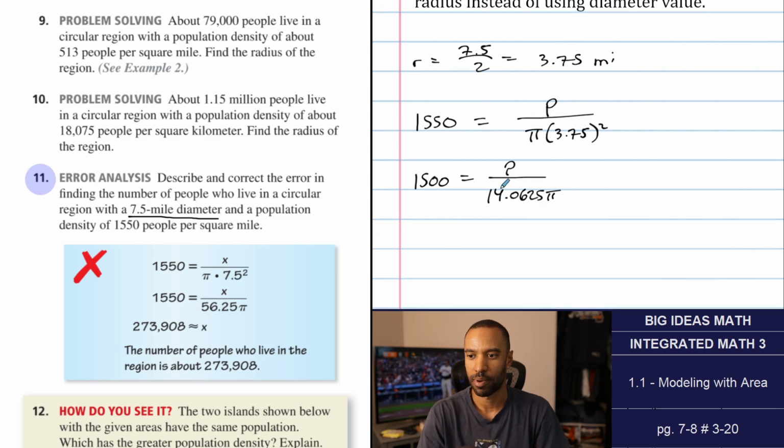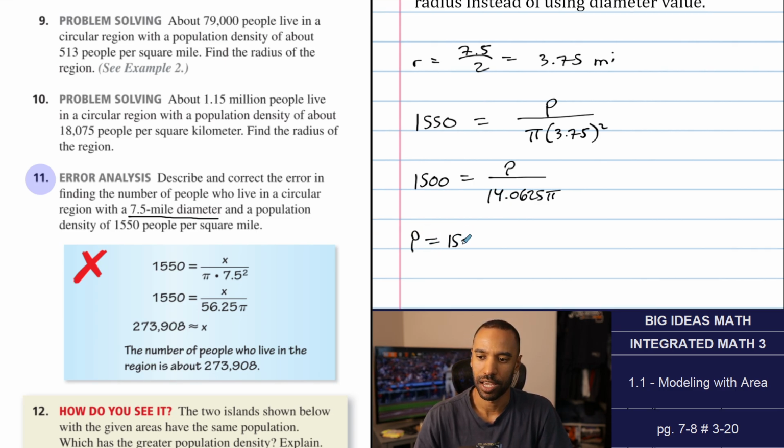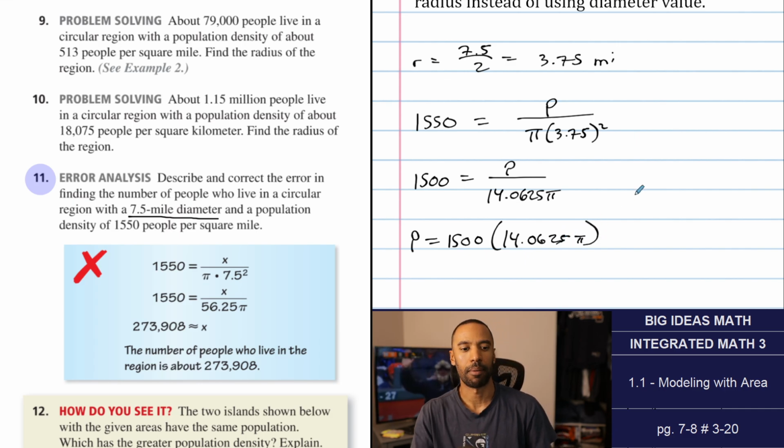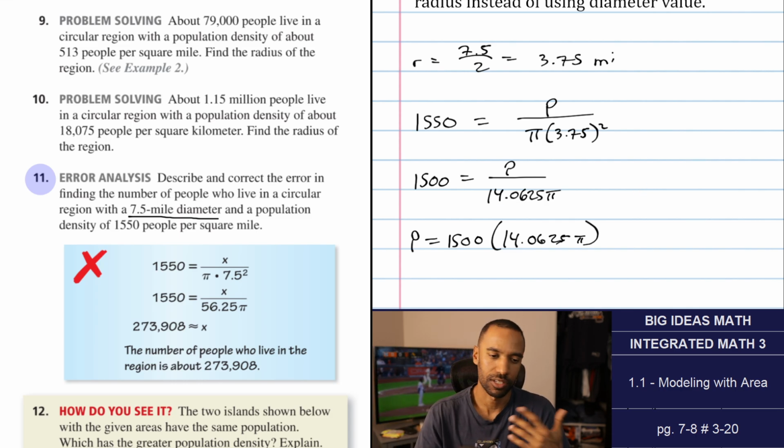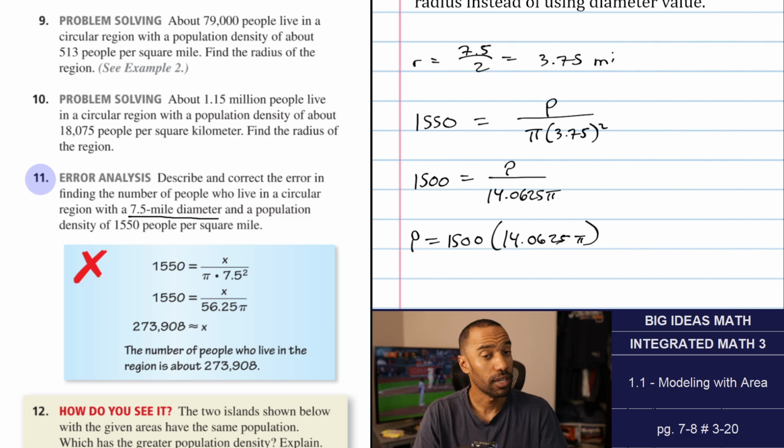We're going to multiply both sides by that, right? So we're going to do 1,550 times 14.0625 pi. They didn't show that work on their part, but I'm assuming that what they did was correct afterward. They got a significantly bigger population, though, because they used diameter instead. So I'm going to go and calculate this one, 14.0625.